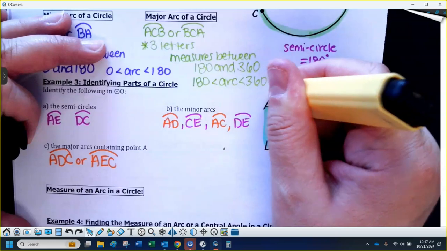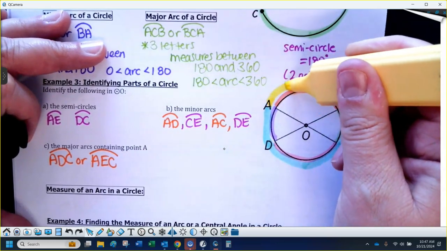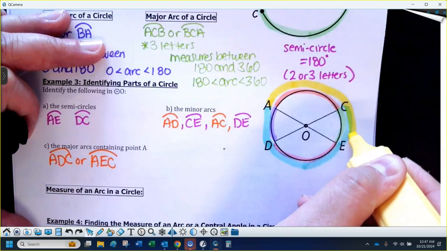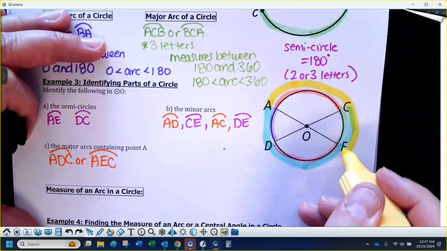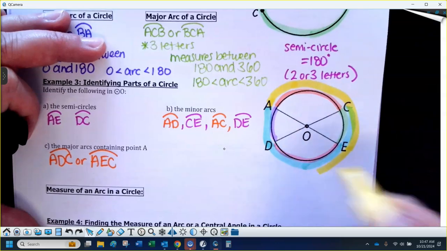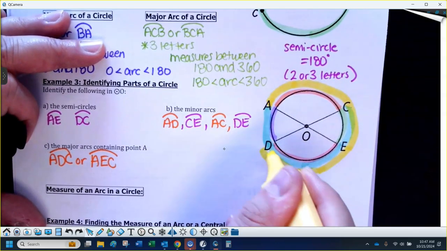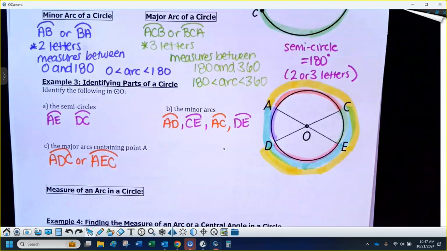If I started with A and went the other way around, I have to go at least halfway around. Halfway around is a semicircle. I have to go more than halfway around. So if I'm trying to do another major arc here, I would have to keep going, and I would have another one containing the point A. So I could go from A all the way around there to D.